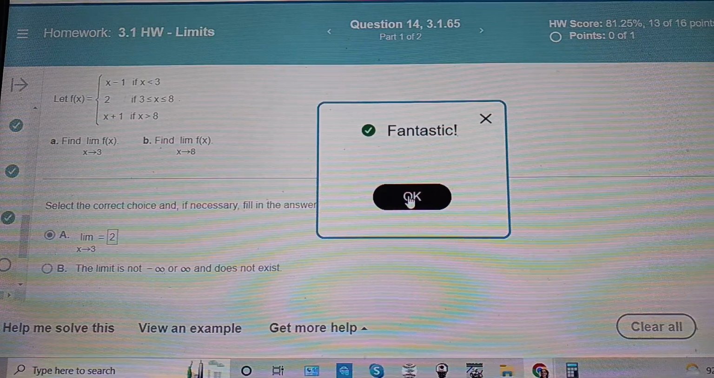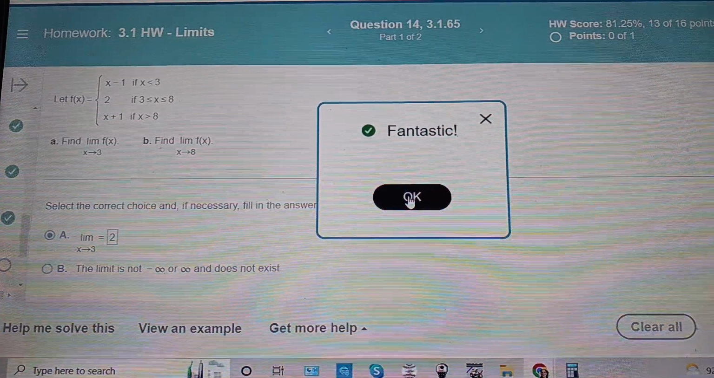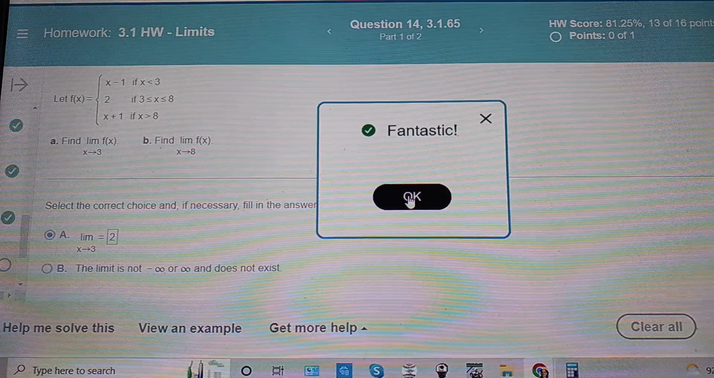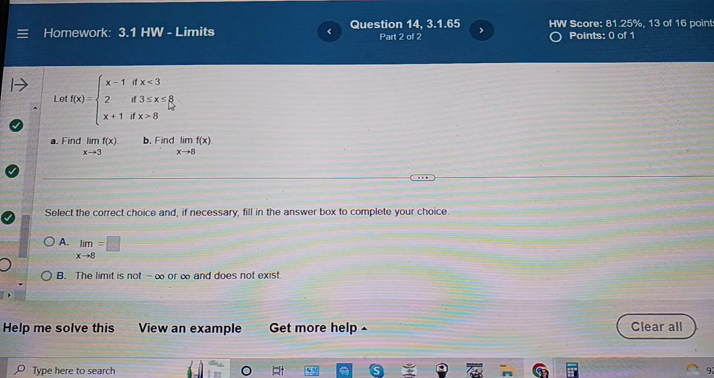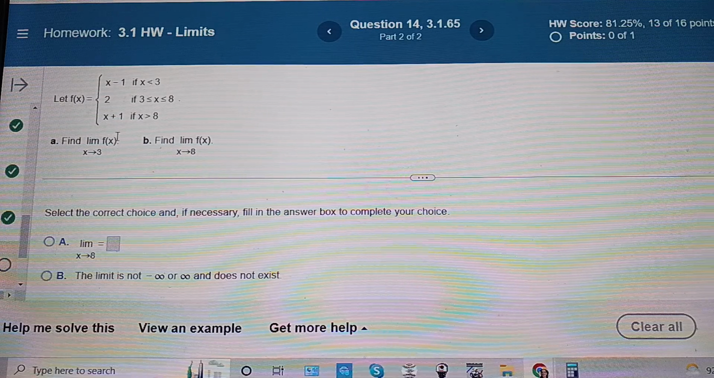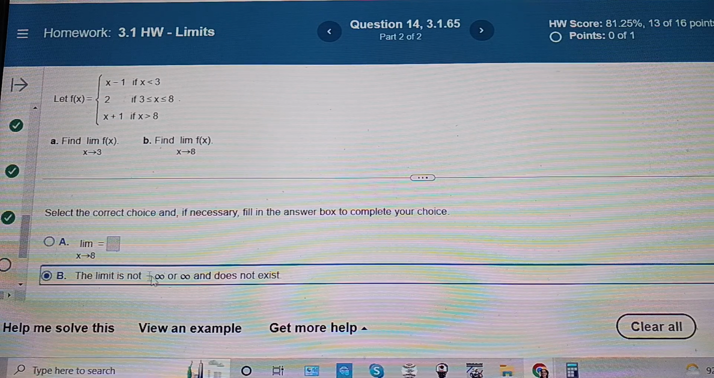That also means if you were graphing it, the open circle would land on top of the closed circle and it would connect up. But at 8, the left-sided limit is going to be 2. The right-sided limit is going to be 8 plus 1, which is 9. Now they disagree with each other, so the limit does not exist, and it doesn't exist because it's not infinity or negative infinity. It's because the answers are disagreeing with each other. 2 and 9 aren't anywhere close to infinity or negative infinity.